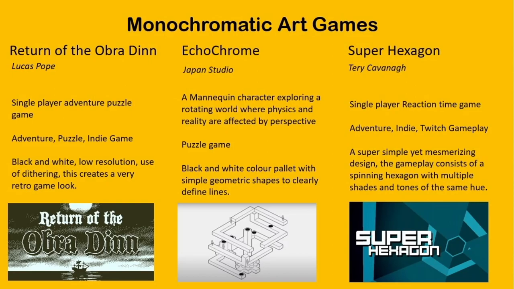Echochrome by Japan Studio. The game follows a mannequin character exploring a rotating world where physics and reality are affected by perspective. It's a puzzle game, and the use of black and white color palette with simple geometric shapes clearly defines all the lines.